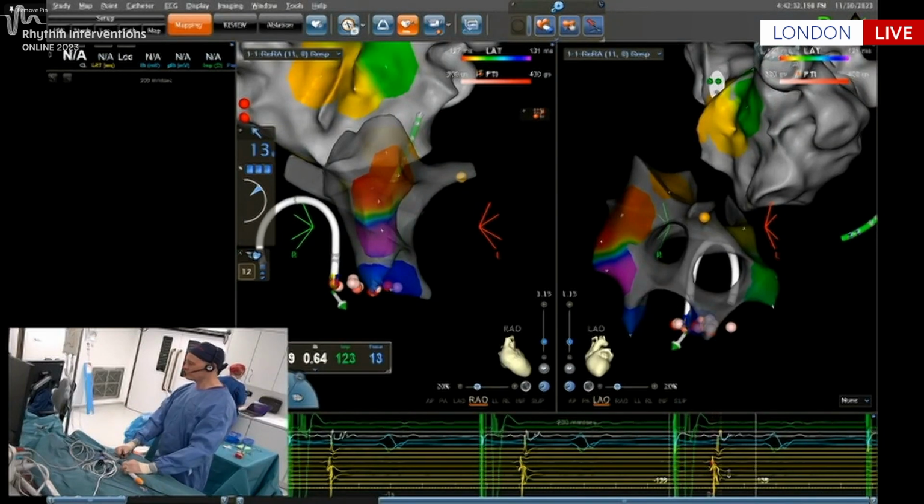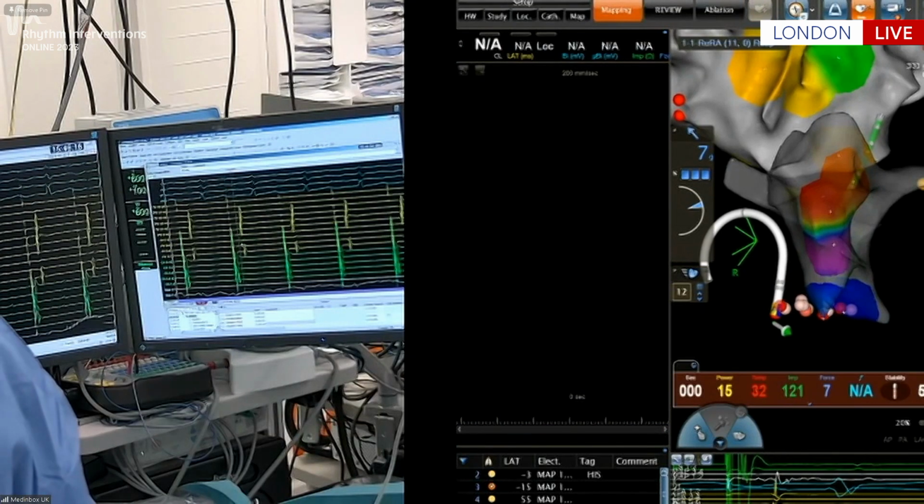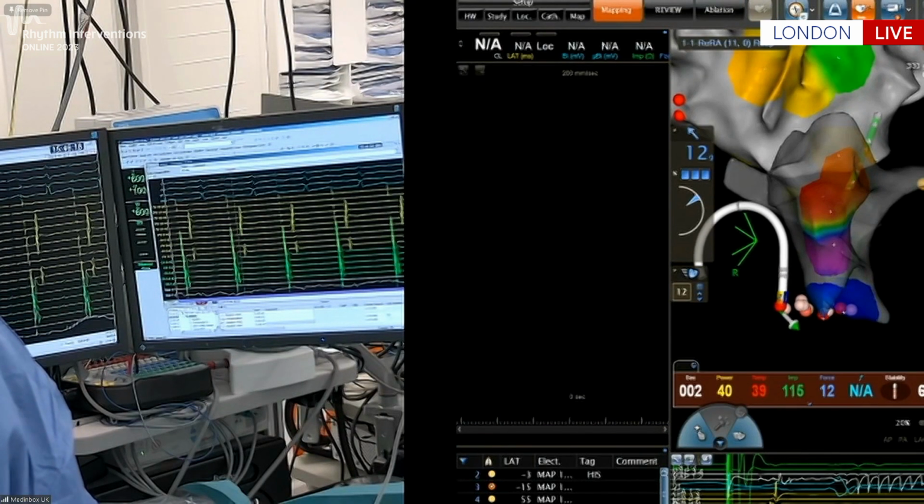There's still a very low voltage signal. It's not quite as late as I want it to be. So I'm going to try again on that signal and see if we can get it even later.